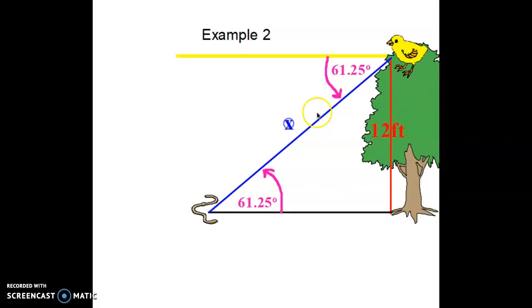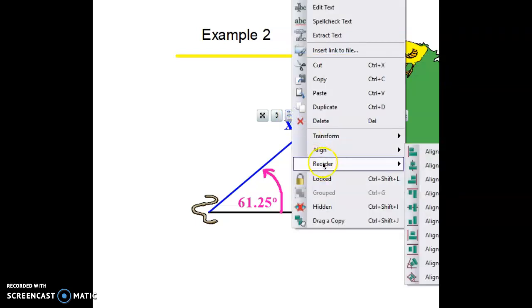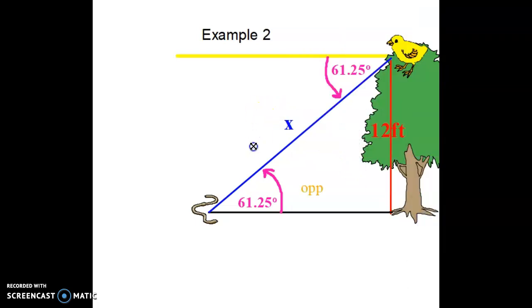They're asking, how far does the bird have to fly to get to the worm? So, as you can see, this happens to be the opposite side. Here's my angle down here, and this is my opposite side, the 12, and my hypotenuse is what we're trying to find out. So O and H deals with sine. There it is right there, and when we plug in our numbers, we are going to get 12 over x.